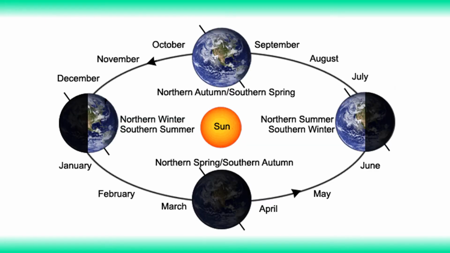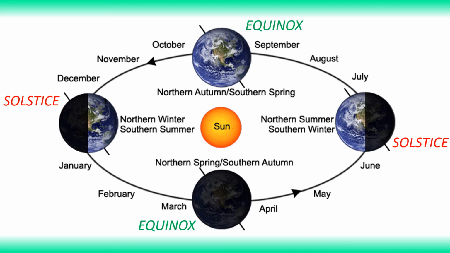So let's take another look at this and just plop down where the solstices and the equinoxes go. Let me just advance to the next slide because that's where I have the labels. There we go. So the solstices and the equinoxes mark these special points during the planet's orbit. The solstices occur in December and June.